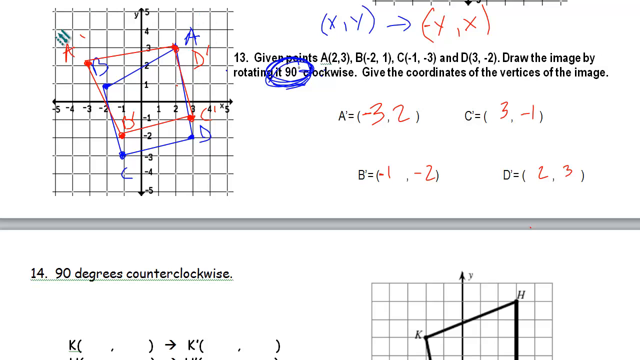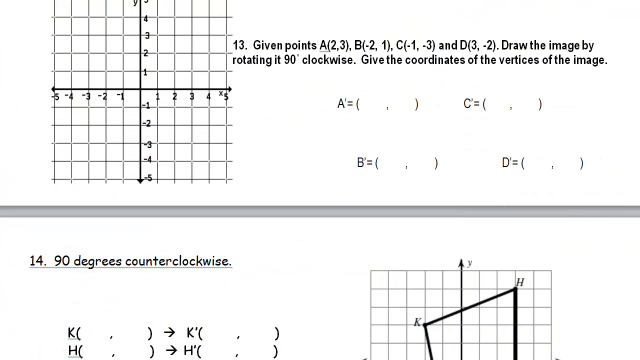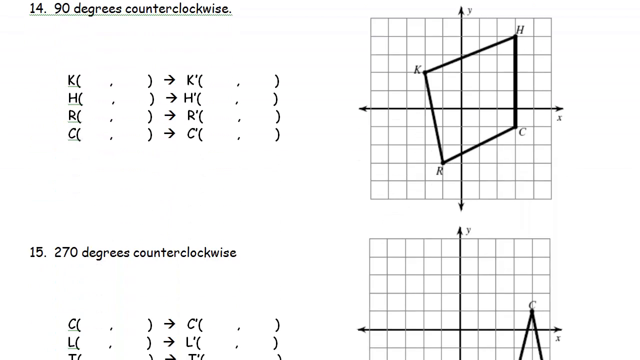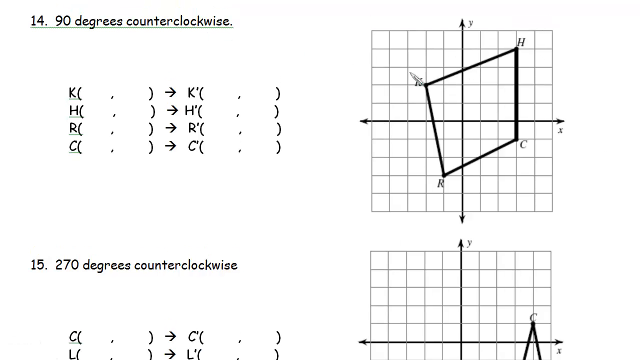Again, if I just rotate my graph paper a quarter turn, or a half turn if it's 180, or 3/4 turn if it's 270, I can match up and find the new coordinates. We're going to do the same thing here, 90 degrees counterclockwise. Take these 4 points. So if I know K is at -2, 2, again, let me go back to blue for the pre-image. Negative 2, 2. H is 3, 4. R is negative 1, negative 3. And C is 3, negative 1.